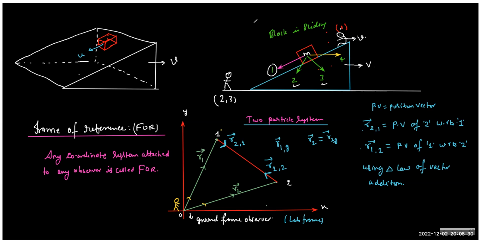So using the triangle law of vector addition, what can you write? R1 plus R21 is equal to R2. Very good. R1 plus R21 equals R2.